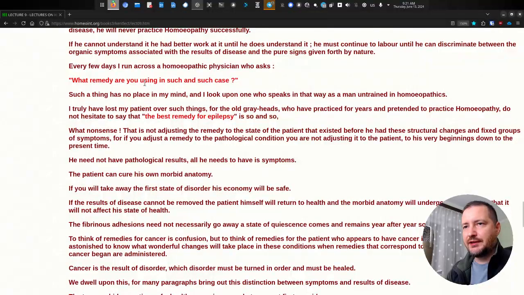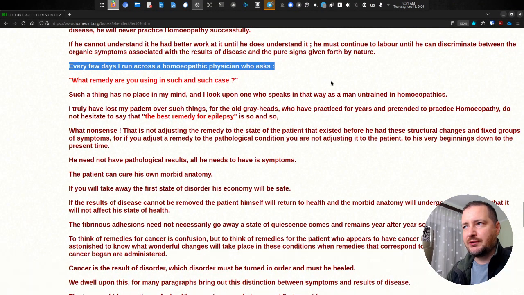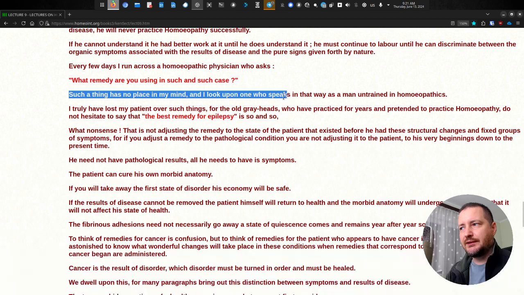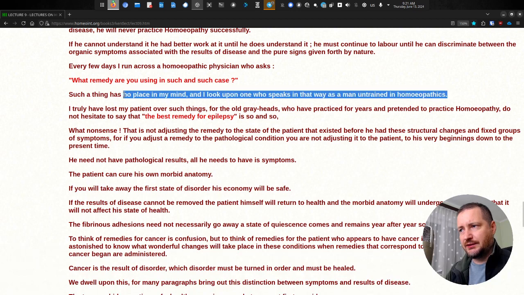So Kent says, every few days I run across a homeopathic physician who asks, what remedy are you using in such and such a case? Such a thing has no place in my mind, and I look upon one who speaks in that way as a man untrained in homeopathics. What does that mean? Of course, it is referring to the principle in classical homeopathy which states that we do not prescribe using protocols for specific diagnosis, and instead we always individualize the remedy and look at the totality of the symptom pattern.